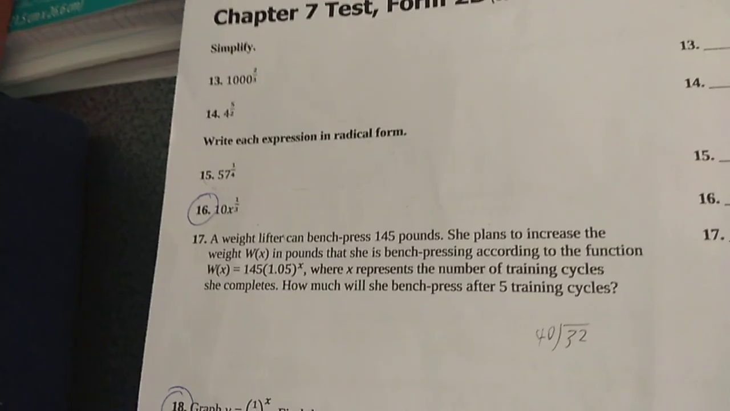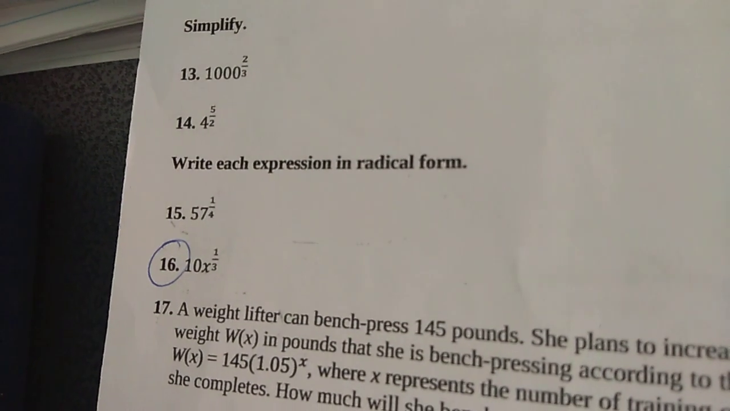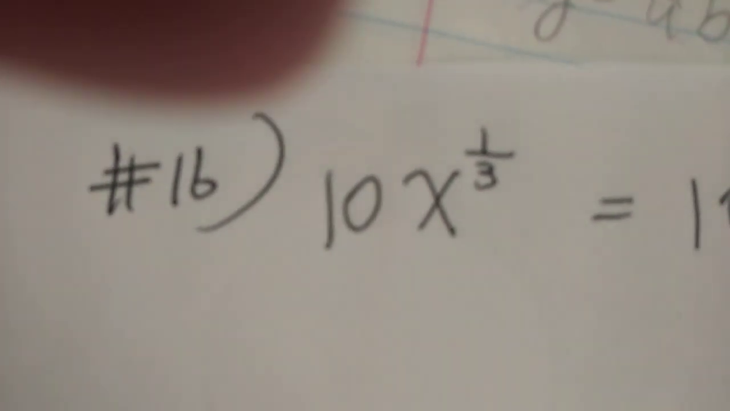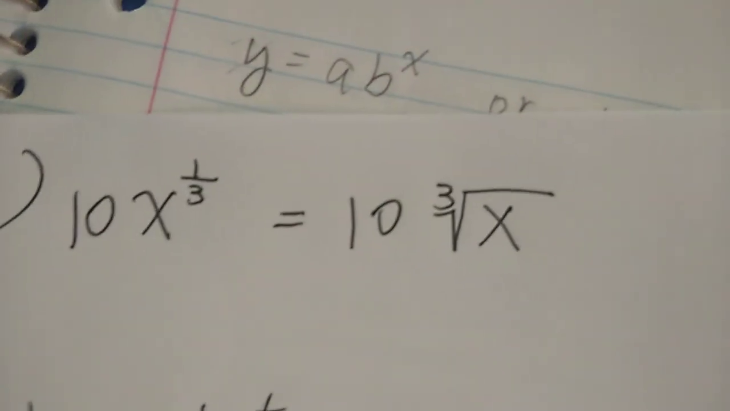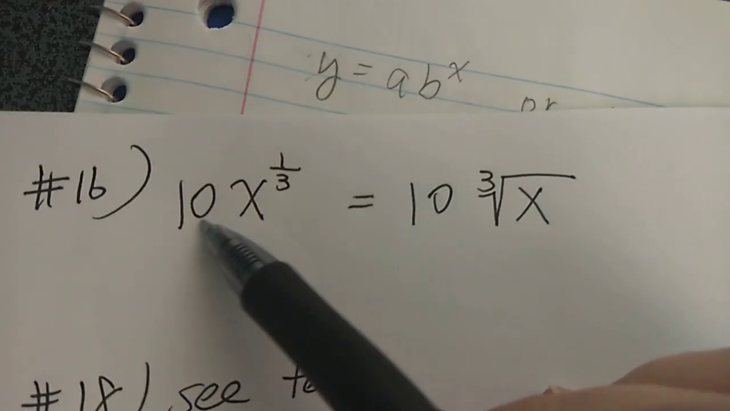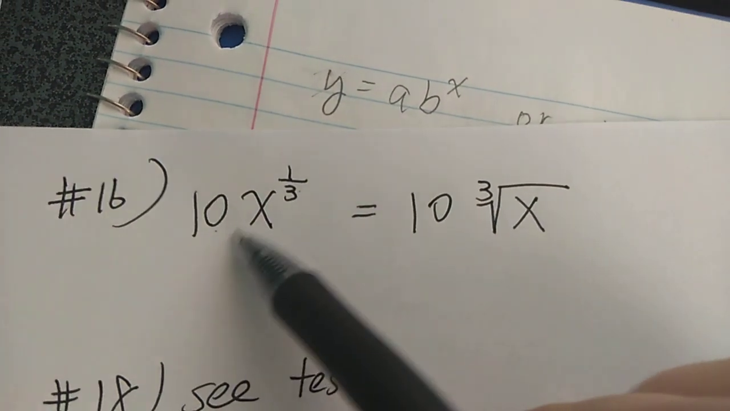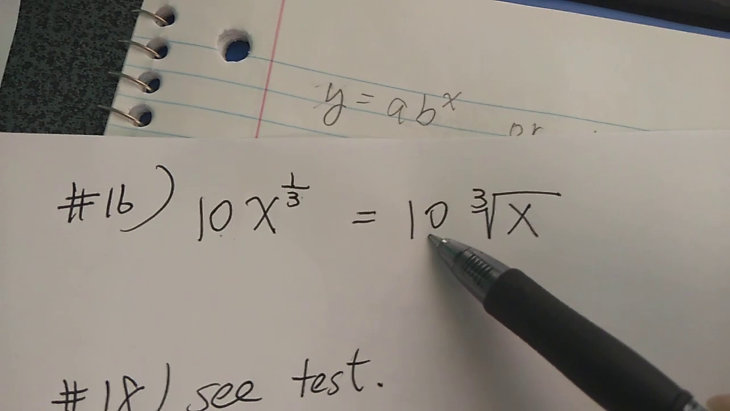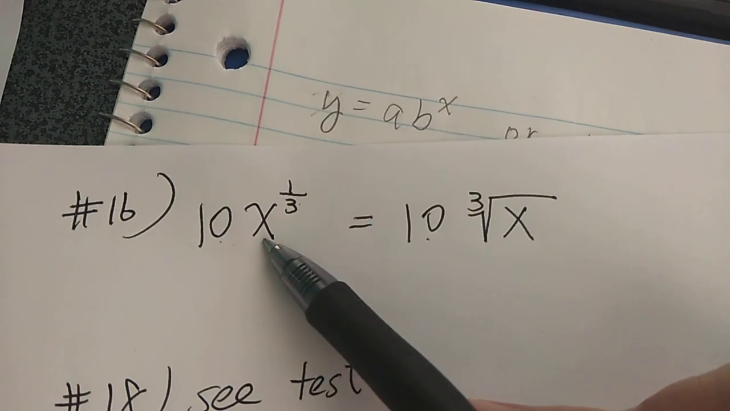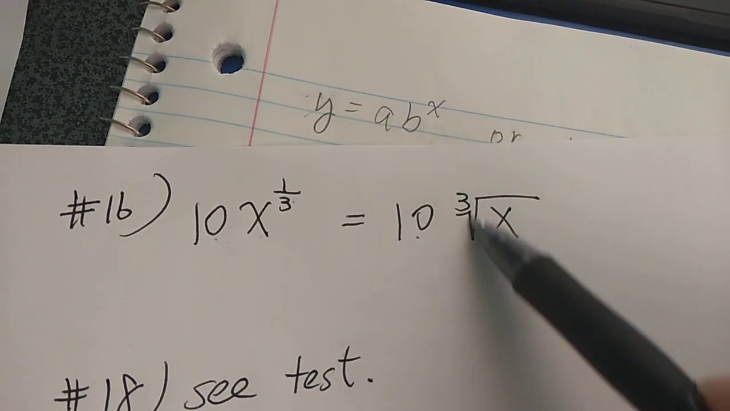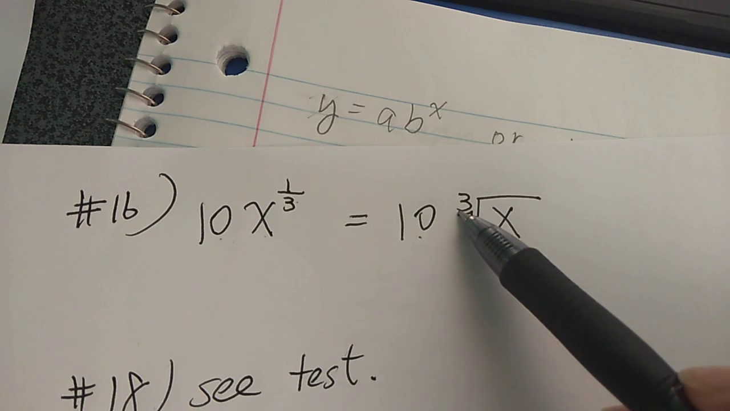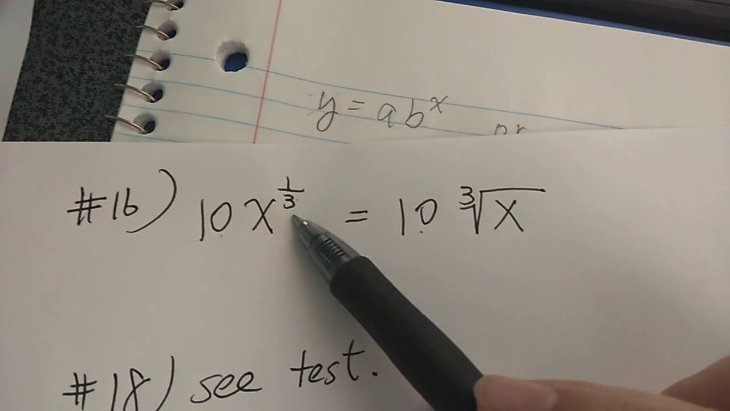Okay, finally, 16 and 18. For 16, it says write each expression in radical form. Here is your question. It's not in radical form yet, so you just have to change it to the radical form, that's all. The 10 is not being raised to the 1/3, so the 10 remains outside of the radical. And the x is the only thing that's being raised to the 1/3 power, so you just write x on the inside of the radical, and then you write a small 3 here to show that it's a cube root, not a square root.